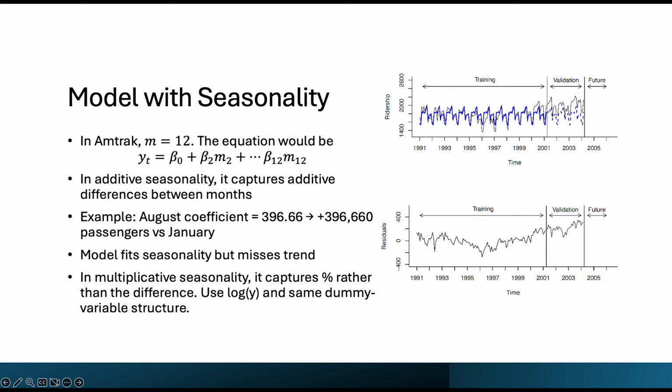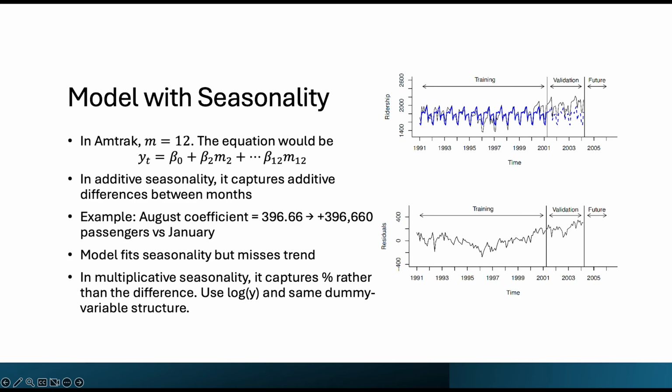Let's look at an example. In Amtrak, we have 12 months, and the seasonality is monthly, and it repeats every 12 months. So m is 12, and we are going to have m minus 1, which is 11 dummy variables. We are going to build a model with seasonality only, no trend, no t. So the equation is like this: y_t equals beta naught plus beta 2 M2 up to beta 12 M12. So these M's, this is for the second month.